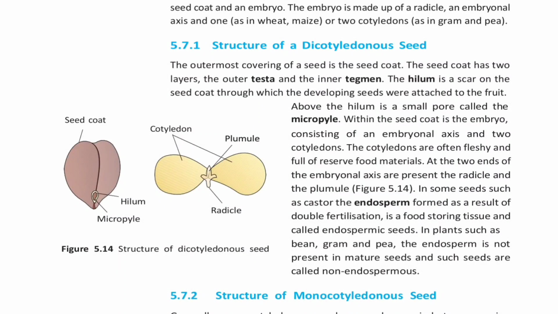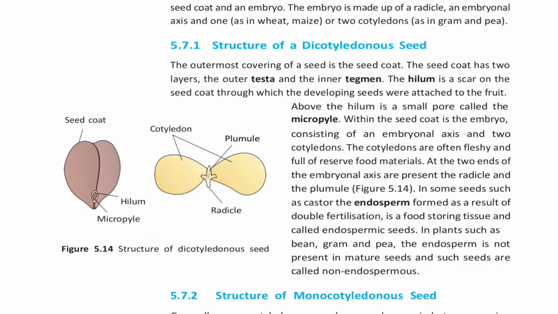5.7.1. Structure of dicotyledonous seed. The outermost covering of a seed is the seed coat. The seed coat has two layers, the outer testa and the inner tegmen. The hilum is a scar on the seed coat through which the developing seeds were attached to the fruit. Above the hilum is a small pore called the micropyle.